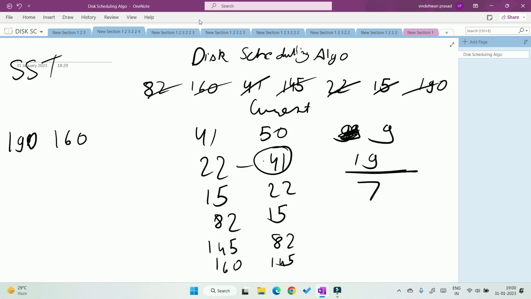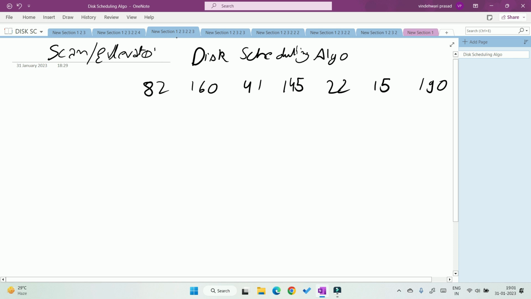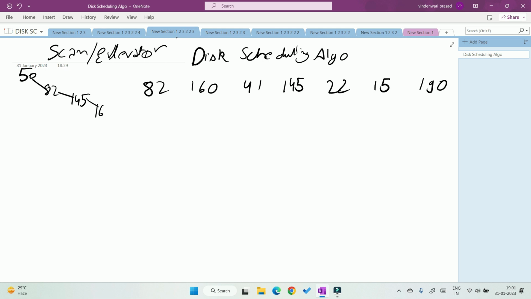Now the next algorithm is called scan or elevator. What happens in the elevator or scan? Suppose you have a 50. Scan or elevator both have the same meaning. It will basically go in one direction first. So it will go to 82, next 145, next 160, next 190. Now it will move till the last.